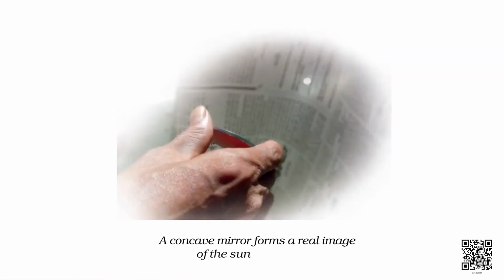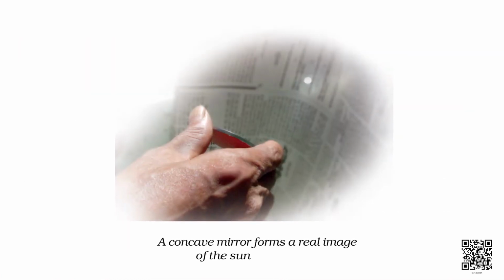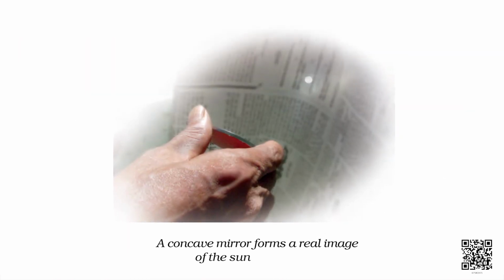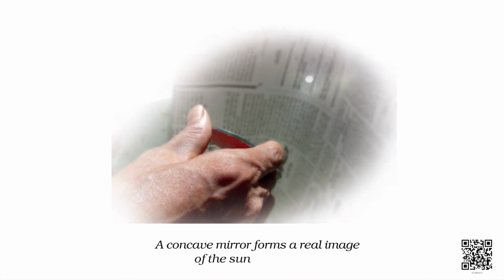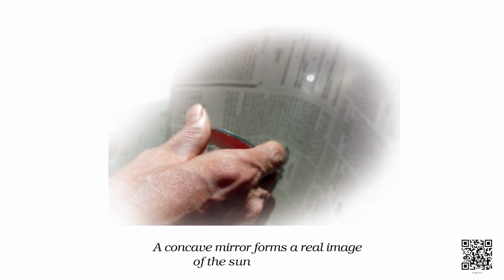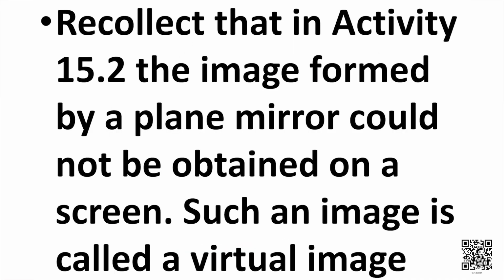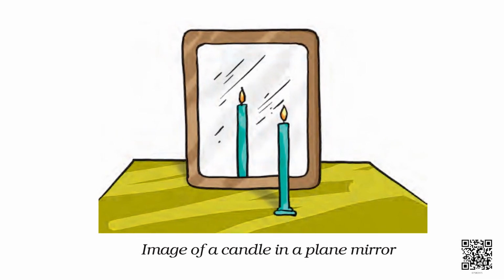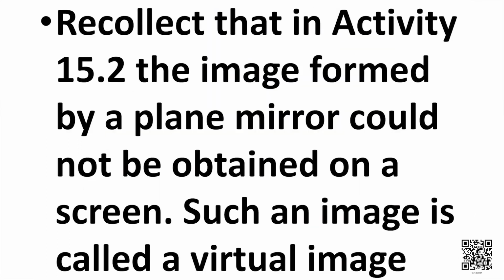So students, this bright spot is in fact the image of the sun. Now notice that this image is formed on a screen. An image formed on a screen is called a real image. Recollect that in Activity 15.2, the image formed by a plane mirror could not be obtained on a screen. So students, such an image is called a virtual image.